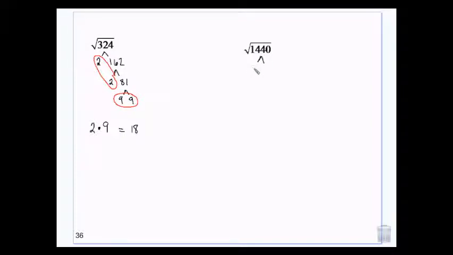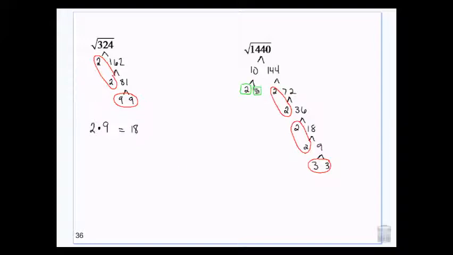1440. Well, 10 times 144, and yes, 144 is perfect, but let's say you don't recognize that. Well, 10 is 2 times 5, and 144 is 2 times 72, and 72 is 2 times 36, and 36 is 2 times 18, which is 2 times 9, which is 3 times 3. And then I start finding pairs. I have a pair of 3s. I have a pair of 2s. I have another pair of 2s. And then I have this 2 and 5 that don't pair off with anything.